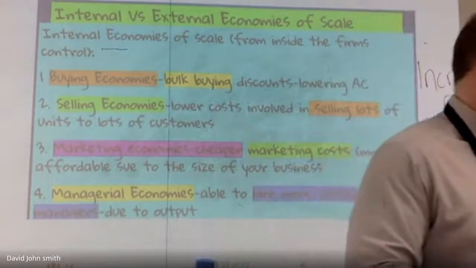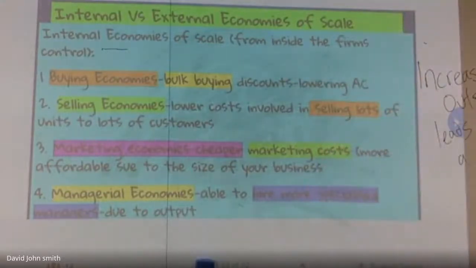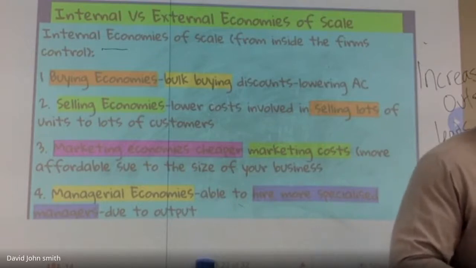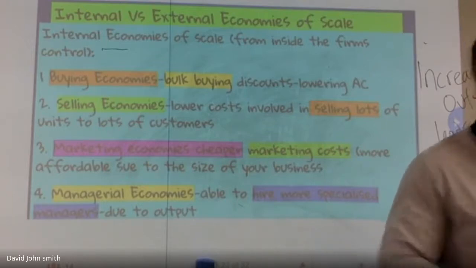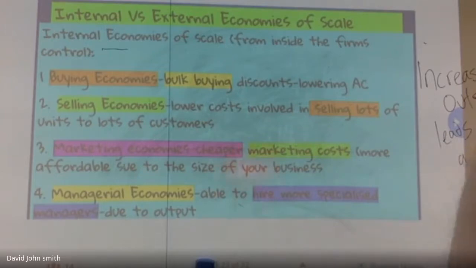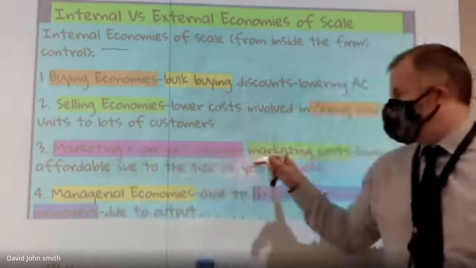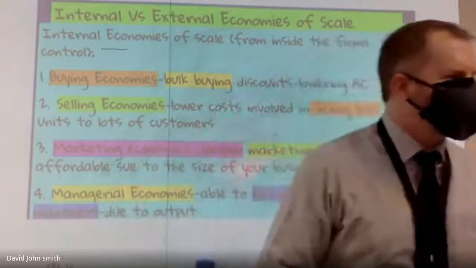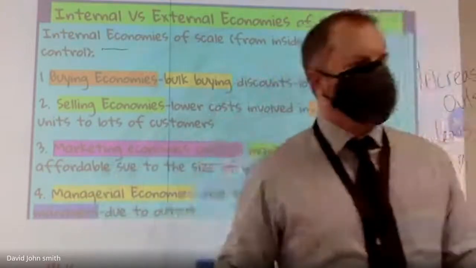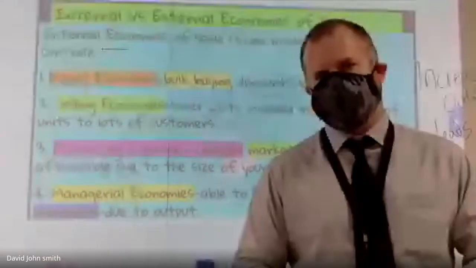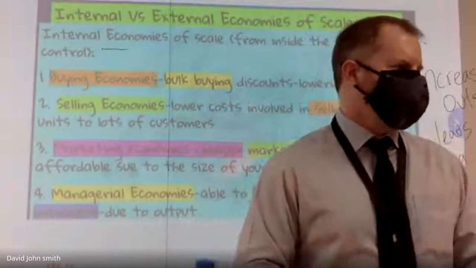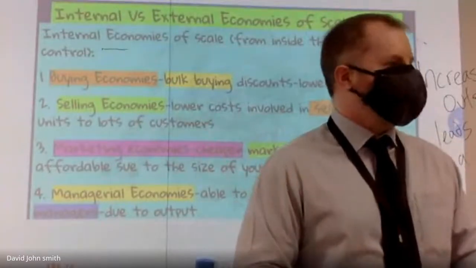We can also sell a lot of products, and by doing so, we're able to reduce the costs involved. As a monopolist, we can also potentially gain from marketing economies. It's more affordable to have marketing perhaps all around the world, or really clever, really expensive marketing, marketing that other businesses just can't afford to do because they don't have the money.